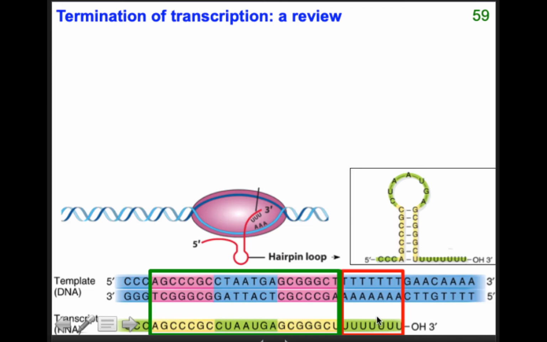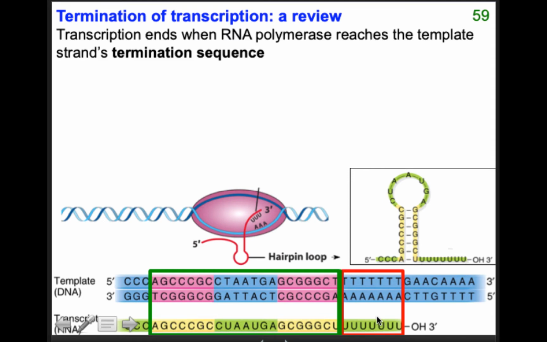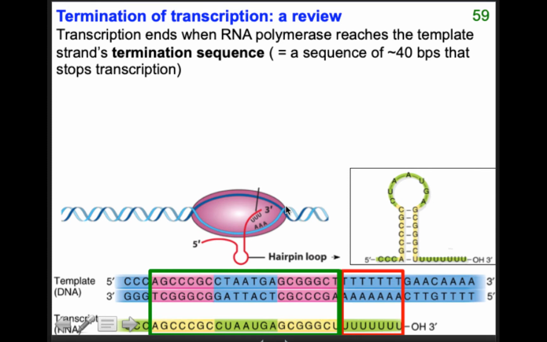Okay, so this is a quick review of the intrinsic mechanism for ending transcription normally. Generally speaking, elongation happens as the RNA polymerase moves along the DNA template strand and transcribes it onto RNA. Transcription is terminated when you get to the termination sequence at the end of the gene. That termination sequence is usually around 40 base pairs long, and it ends transcription in a specific way.